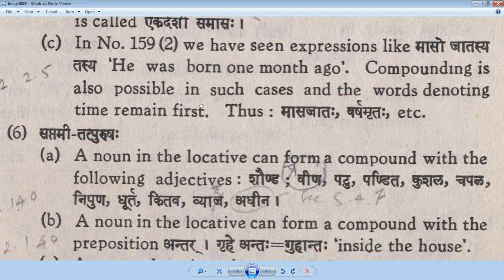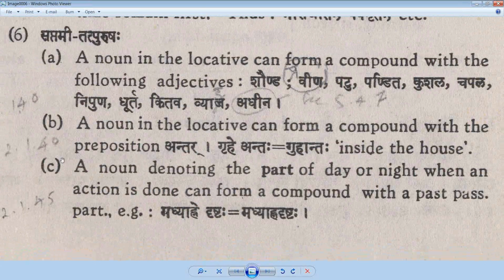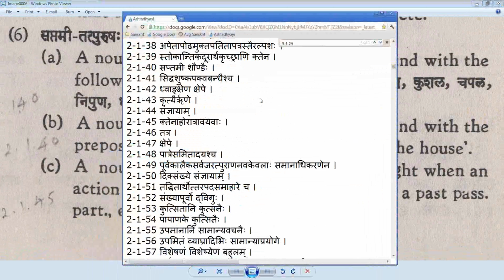So now we have the Saptami Tatpurusha. There are only one or two rules over here; there are about 5-6 rules, but we'll take only two. So you go back to 2.1, because there Panini has this rule, Saptami Shaundaihi, and he goes up to Kshepe, maybe up to 2.148. From 2.140 to 2.148, Panini is doing the Saptami Tatpurusha. But we are going to do only two of these rules. Let's look at Saptami Shaundaihi.